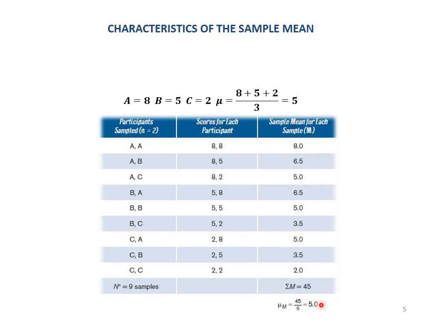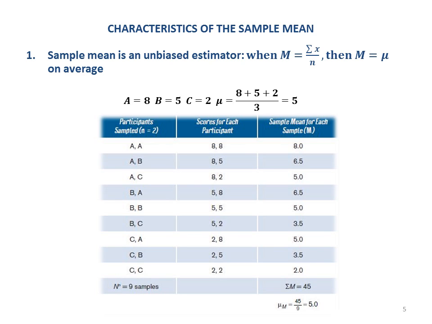If we use the theoretical sampling strategy, so we sample with replacement and the order matters, and we sample 2 participants from the population of 3 each time, we'll end up with 9 samples in total. And we calculate the sample means for each sample.